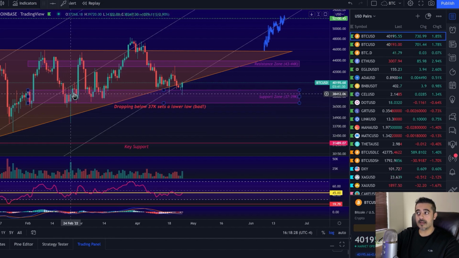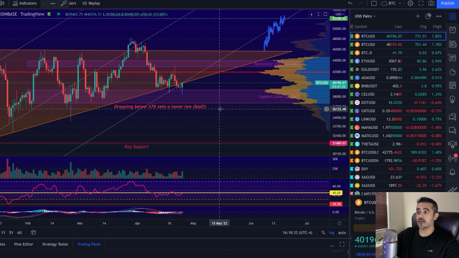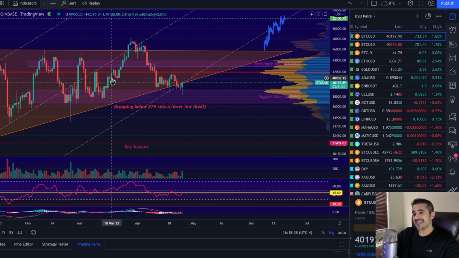I'm looking at these candle bodies. That's where the majority of trading is. If we enable the VPVR, you can also see that's kind of the area where the majority of volume is, obviously, because that's where the candle bodies are. So that's what I'm looking at.